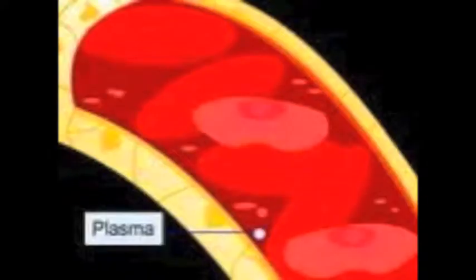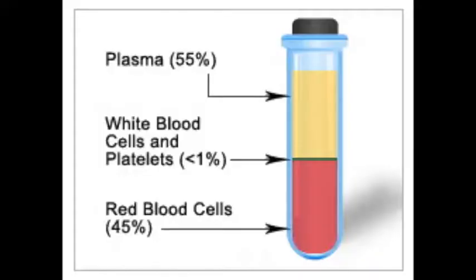Plasma is the liquid inside of blood. It carries blood cells and other components of blood throughout the body and allows blood to flow. Blood is about 50% plasma, 47.5% red blood cells, 2% platelets, and less than 1% white blood cells.